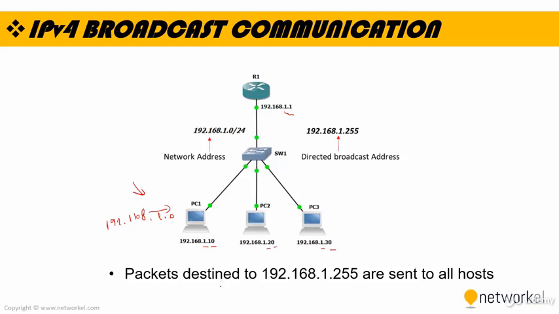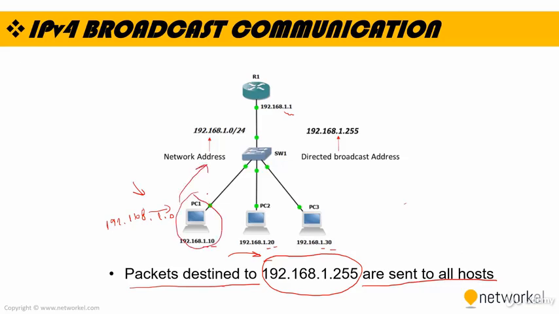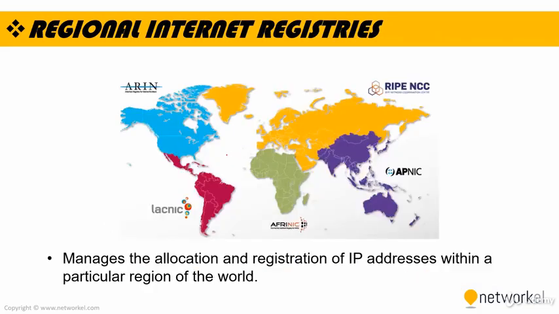And the broadcast address for this network is this one. I'm going to show you again how we calculate this on the board. Because of that, packets destined to this IP address are sent to all hosts. For example, if PC1 needs to send a broadcast to my network, it uses source IP 1.10 and destination 1.25.